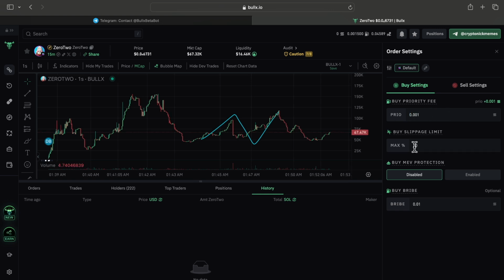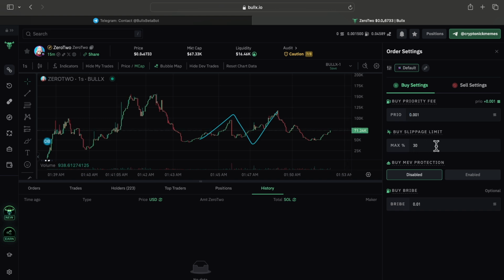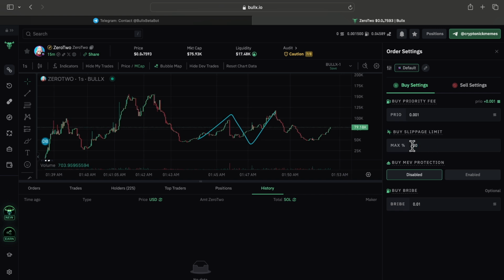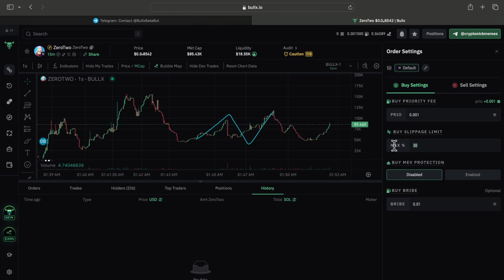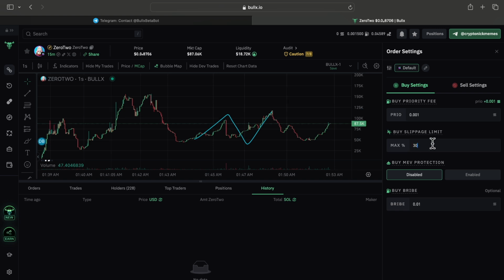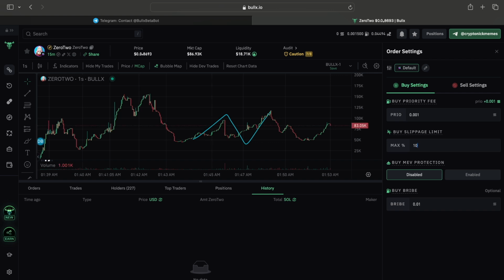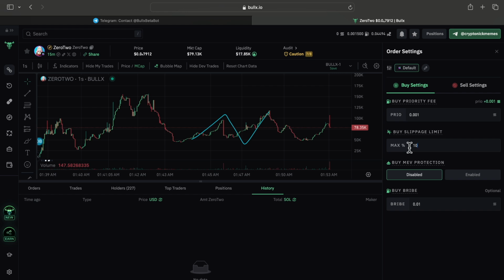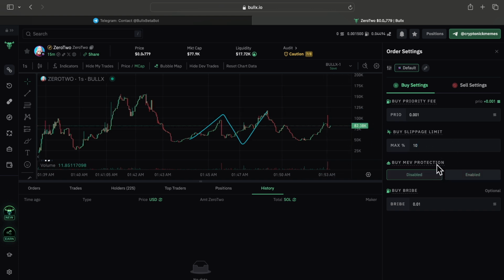The slippage also depends on your strategy, but basically if you execute an order, if you place an order and if the price goes up or down more than 30% in this slippage's case, then my transaction actually won't go through. So let's say that I put it to 10. That means that if I place a transaction and by that time, if a coin goes up or down 10% or more, the transaction will actually fail. And MEV, I will just have it off usually, because if it's enabled, it does slow transactions down in most cases.